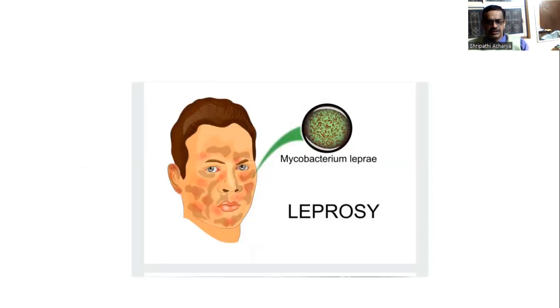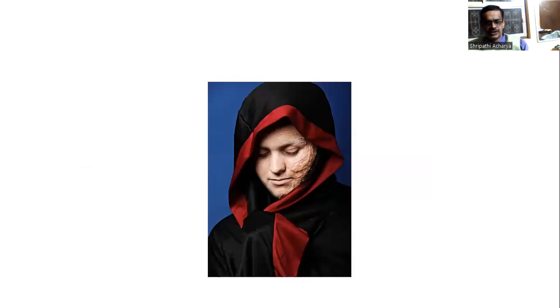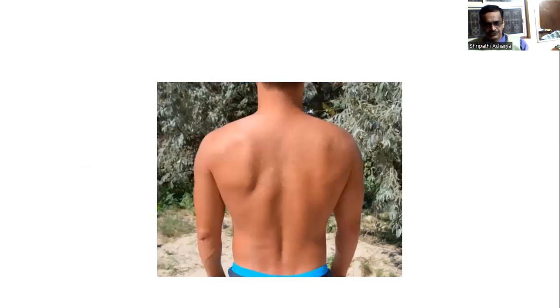Leprosy, the face you can see, Mycobacterium leprae infection. Skin, there are hyperpigmented areas. You can see in the face there are inflammatory lesions in the cheek of this patient. You can see in the back of this patient there are hyperpigmented areas with anesthesia.